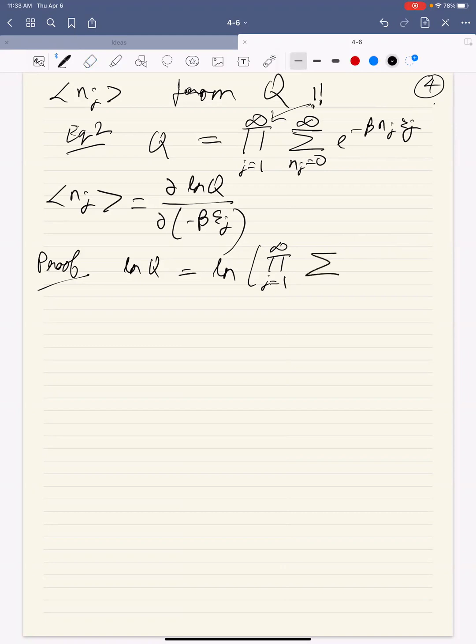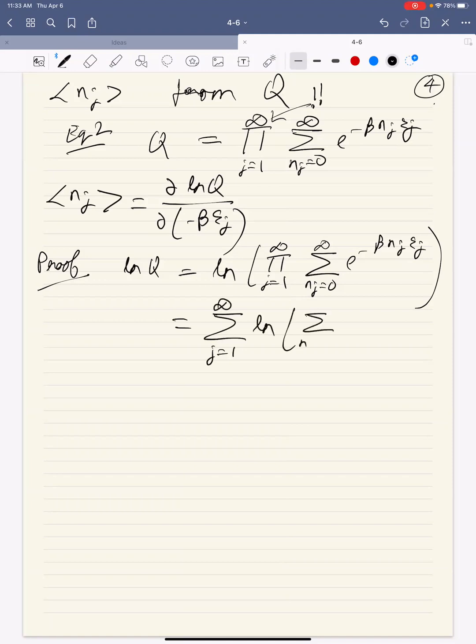Sorry about that. So this is the log of the product of the sum over Nj equal to 0 to infinity of e to the power minus beta Nj epsilon j. The log of a product is going to be the sum of logs, right? So this is the sum over j equal to 1 to infinity of the log of the sum. And I want to differentiate this with respect to minus beta epsilon j. So partial ln q by partial minus beta epsilon j.